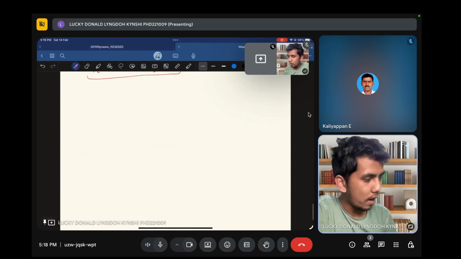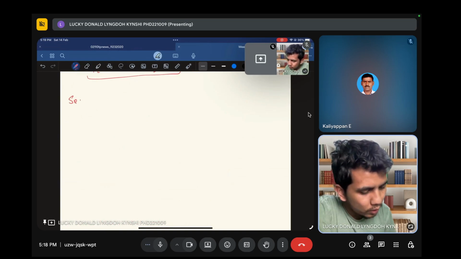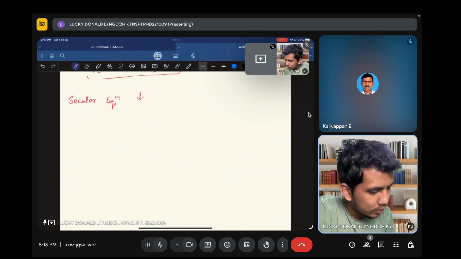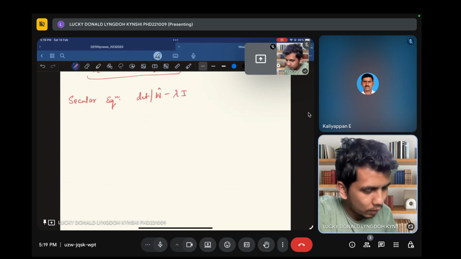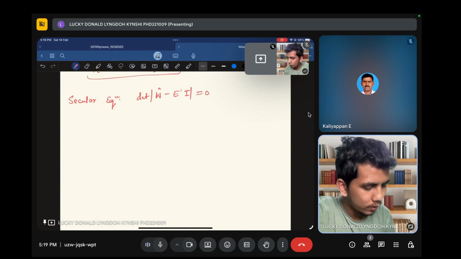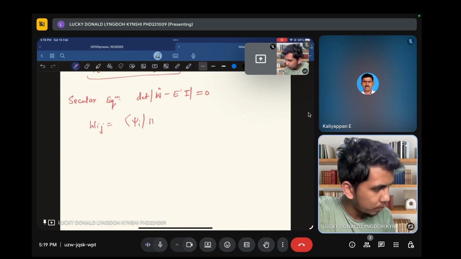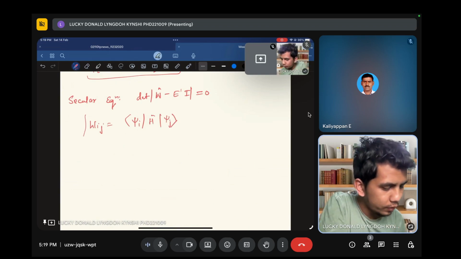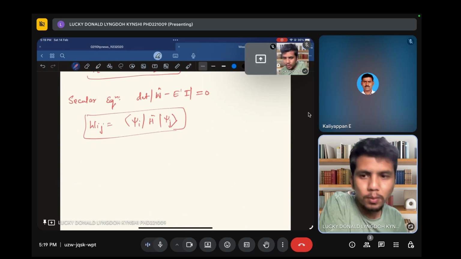So what you will have to do is use a concept called the secular equation, which is given by the determinant of W minus lambda I, or instead of lambda I I will write energy 1, that is the first-order correction, times the identity matrix, equal to 0, where Wij is equal to psi i H prime psi j. We first solve this equation, and once we get W11, W12, then we can put back in this equation to solve the value of En.